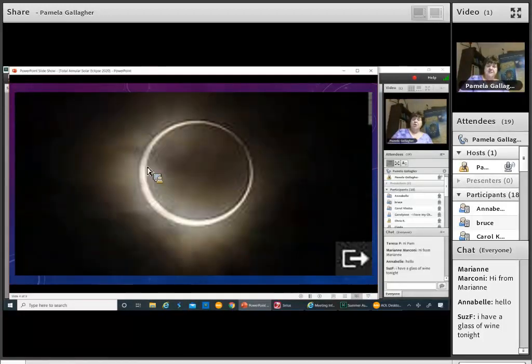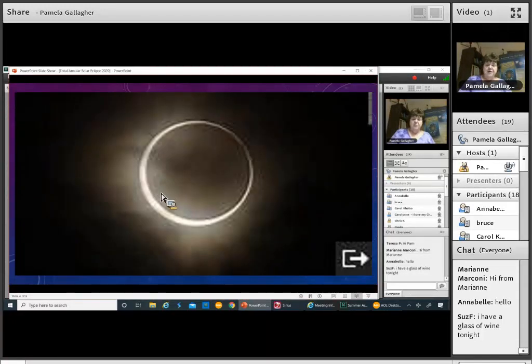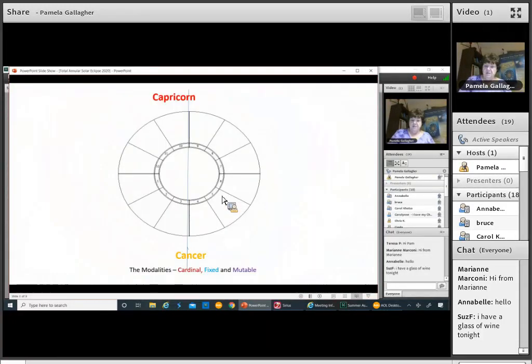It's an eclipse, but it's called the ring of fire. So the moon comes over the sun, but there is still a ring of fire, and that's what they mean by that. So it's around the edge of the moon. The eclipse began at 11:45 Eastern Time and went until 5:34 in the morning, meaning over that period of time, it was eclipsing all the time. So this is what an eclipse looks like.